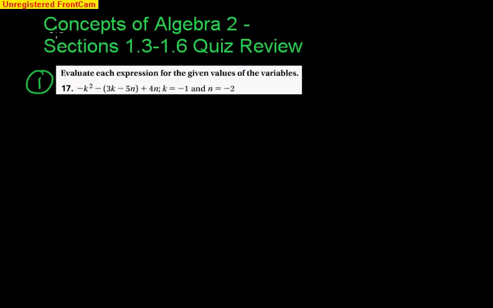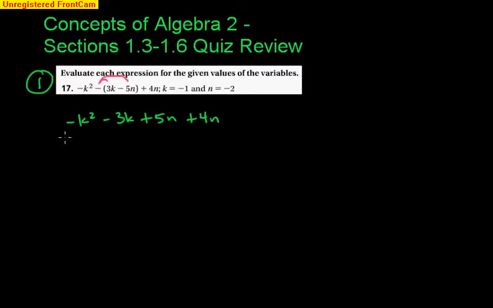It says evaluate each expression for the given values of the variable. And here's this expression and here's your values of your variable. First thing I want to do is simplify a little bit. If you look up here, we can distribute this negative into the parenthesis. So that'll create negative k squared minus 3k. Now minus times a minus is a plus 5n, and then the plus 4n just remains the same. And then I'm going to combine like terms.